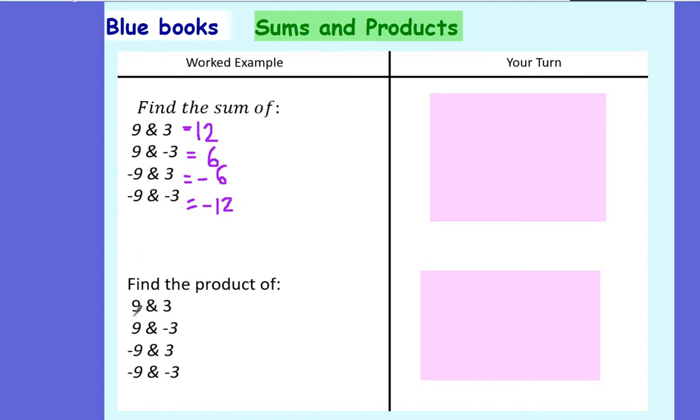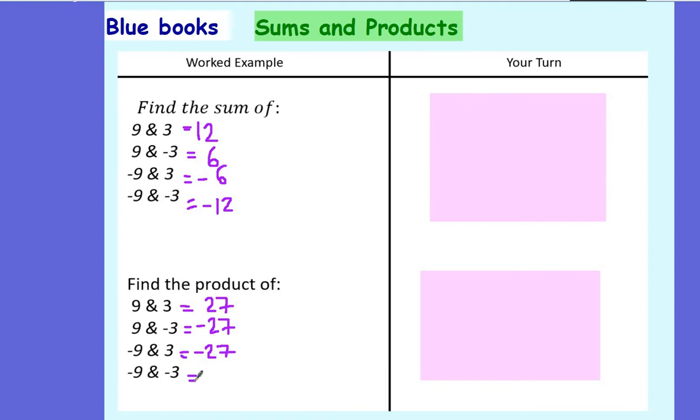If I'm finding the product of these numbers, that means multiplying them together. So for the first one, 9 times 3 will give me 27. For the second one, I've got positive 9 multiplied by negative 3. So that's going to give me negative 27. For the next one, I've got negative 9 times positive 3. That's going to give me negative 27.